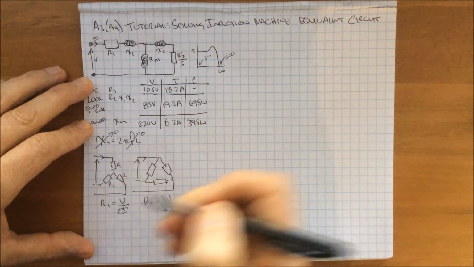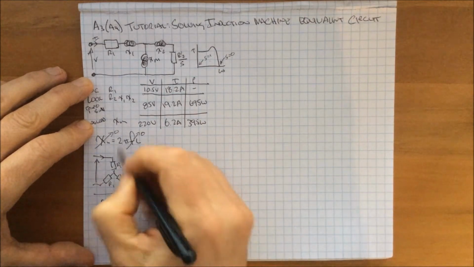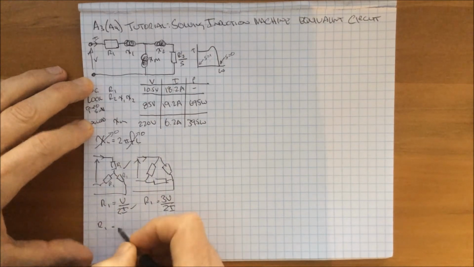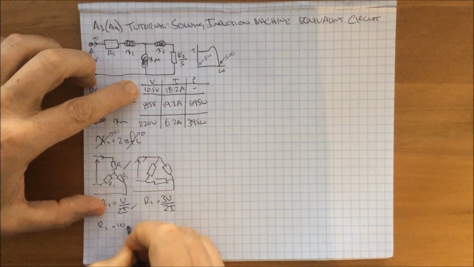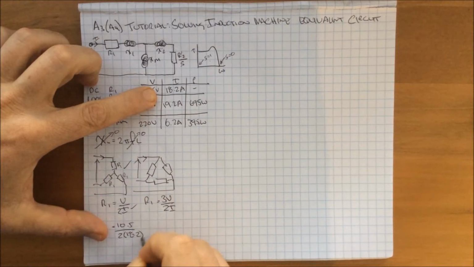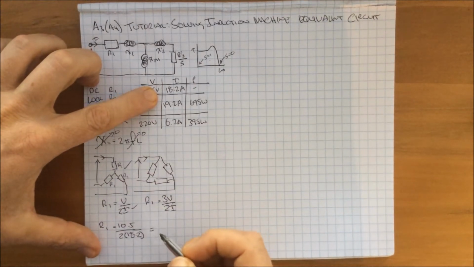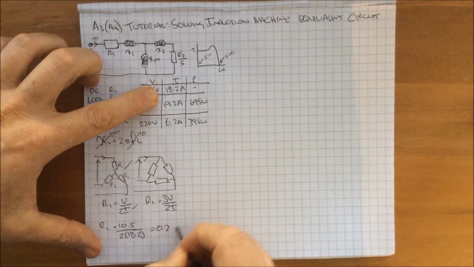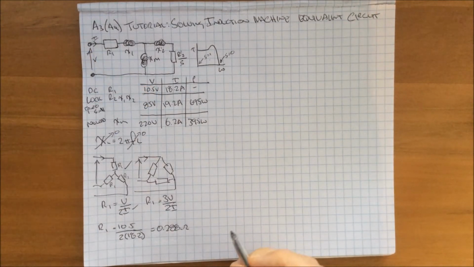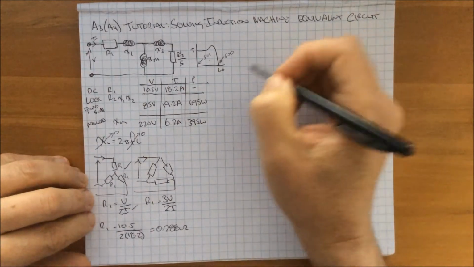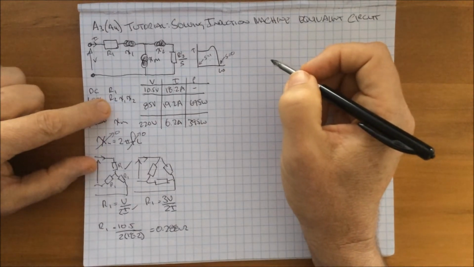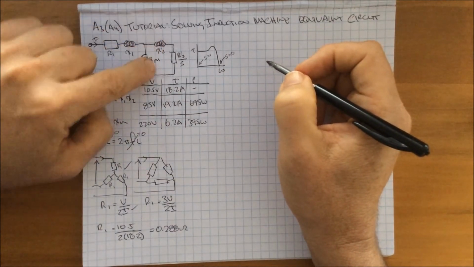So what we'll do is we'll assume one of them, we'll pick one of them. We'll pick this one here. So R1 is our DC voltage, which is 10.5 over 2 times 18.2, and that gives us a resistance of 0.288 ohms. That's all fine. That's good. What we now need to do is, now we know R1, we need to start finding these other values.